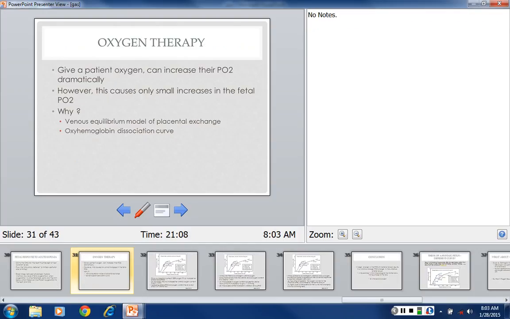So if this happens, can't we just give the mom oxygen to help the baby? Because if you give a patient oxygen, you increase their oxygen. However, this only causes small changes in the fetal PO2. Two reasons: the dissociation curve and the equilibrium model that we talked about.